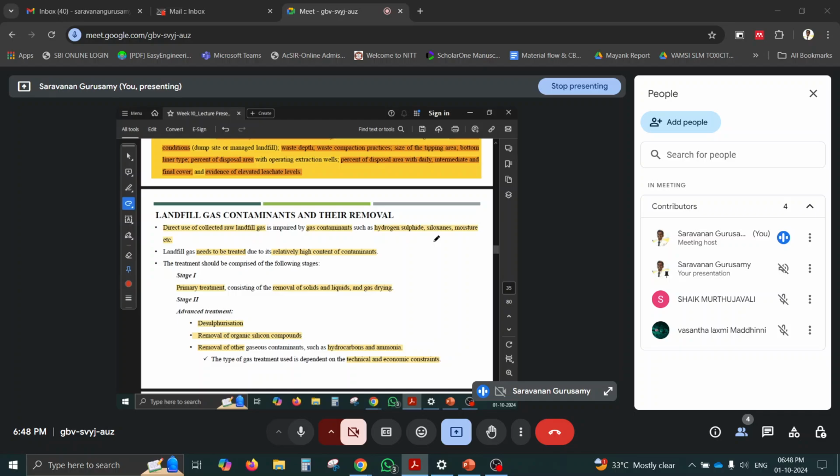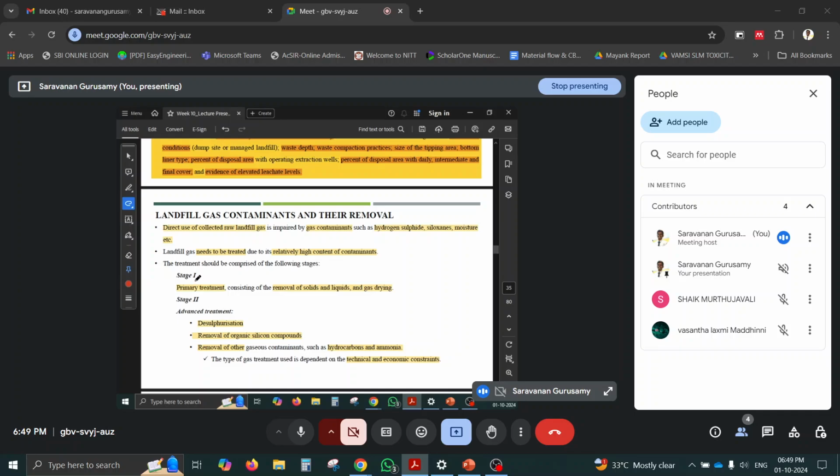Siloxanes are solid particles. As I mentioned, they will clog all the filter units that you are going to use, and the moisture present in landfill gas will reduce the efficiency of using this landfill gas in an energy production system. So the landfill gas needs to be treated due to its relatively high content of contaminants.